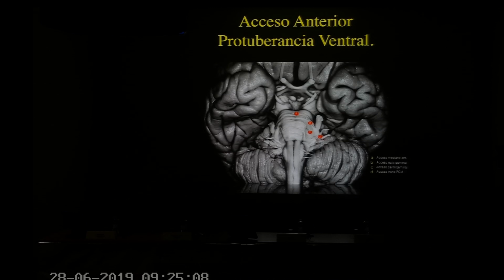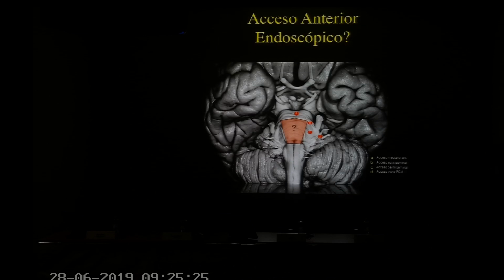And in the end, point D, lateral to the 5th nerve, inside the middle cerebral peduncle. You can touch this area without damaging the corticospinal fiber tract. You can observe these points are around the corticospinal fiber tract. The question is how to reach this area; the anterior surface, the very ventral, is a challenge for us.